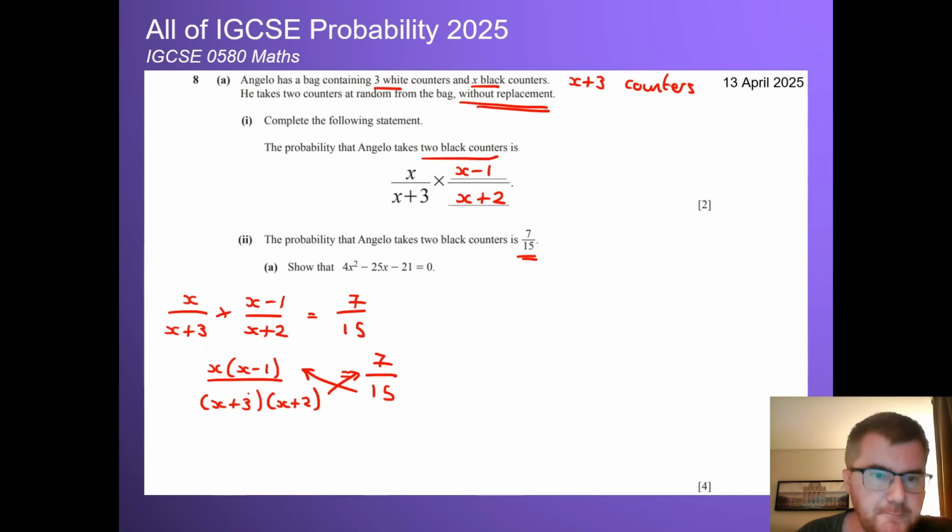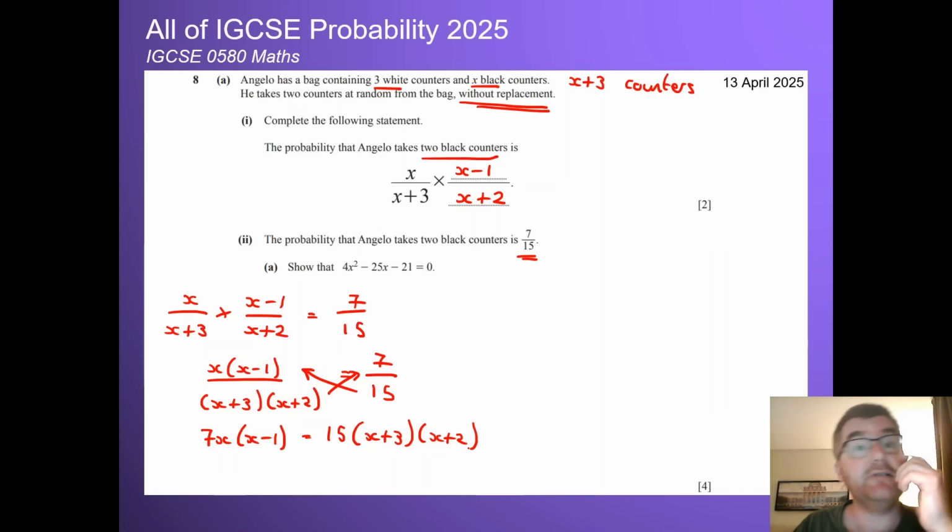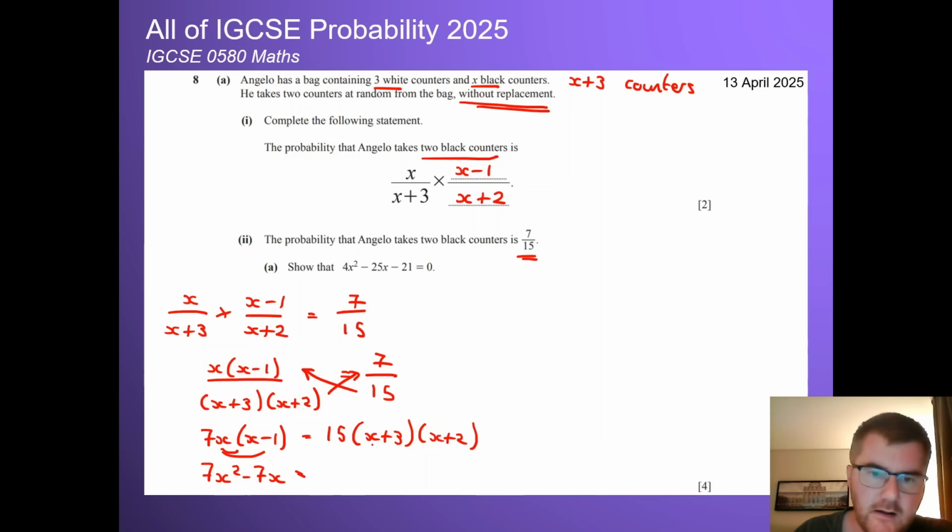Now when I have fraction equals fraction, we can actually just cross multiply here. Nice technique to know. So that means we get 7x lots of x minus 1 equals 15 lots of x plus 3, x plus 2. Okay, so now it's just a case of expanding and making sure that we're accurate. So we can multiply out a single bracket, so that gives us 7x squared minus 7x. First of all, I'm going to multiply out using FOIL. So first, outside, inside, last.